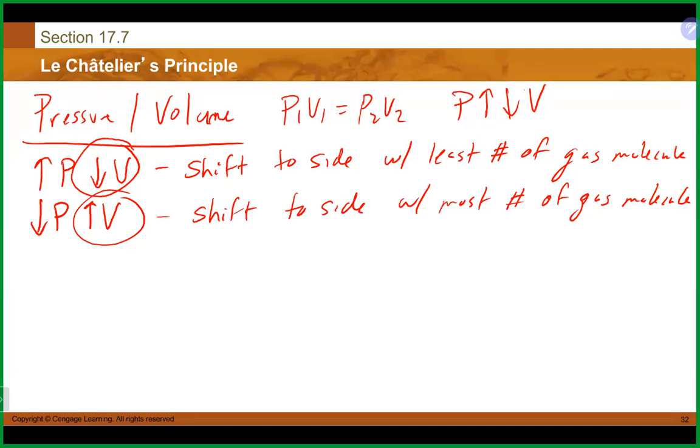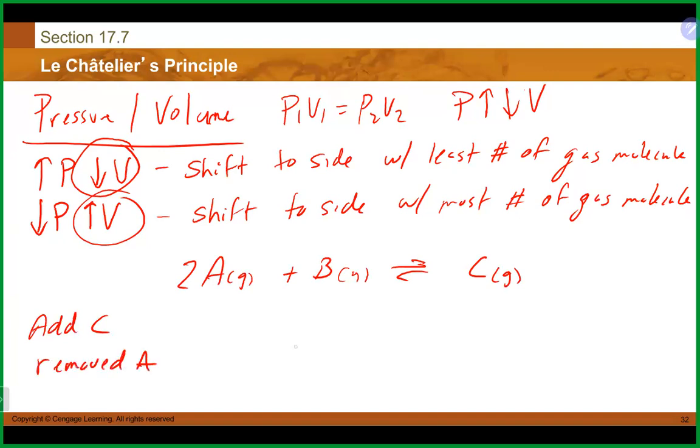Question on that. So if I had something like, and in this case, let's say I added C, I removed A, I decreased the volume. Which way will this reaction shift? Will it go to the left? Will it go to the right? Will there be no change? So take a moment. For each of those, decide which way it will shift.